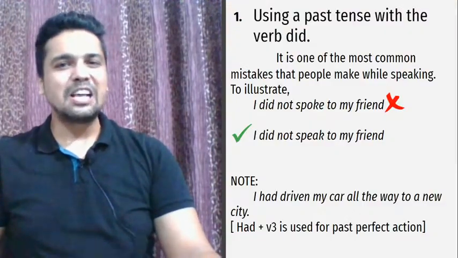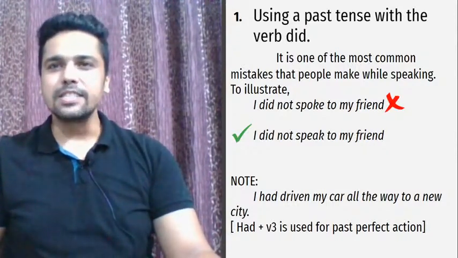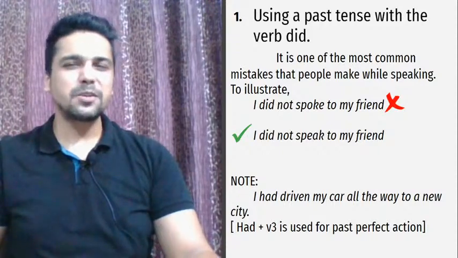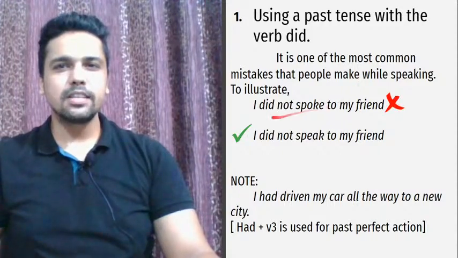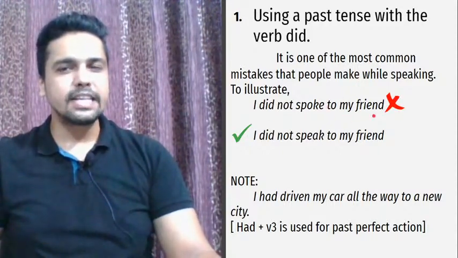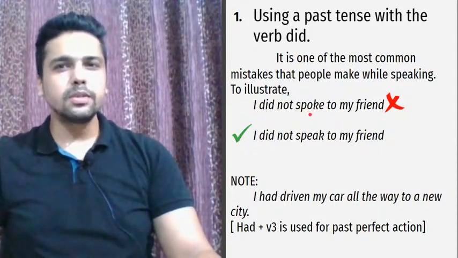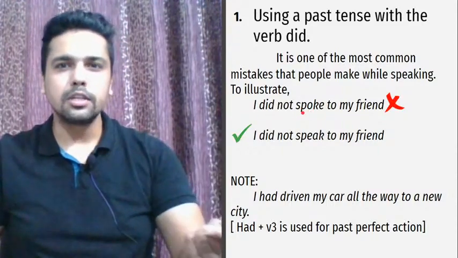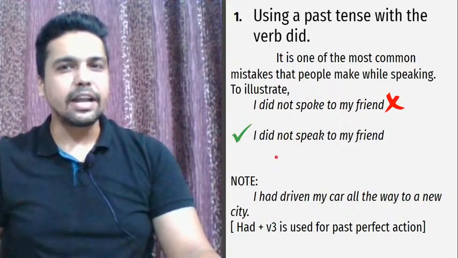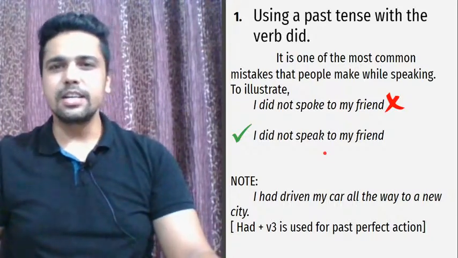Let's get started. So number one error we're talking about is using a past tense with the verb did. It is a very common error, one of the most common errors that people make. So: I did not spoke to my friend. This is incorrect grammar because we have did, which is already a past tense. We cannot use the main verb in the past tense with it. So I cannot say I did not spoke to my friend. It would be I did not speak to my friend. So this is mistake number one, that is what we usually make.